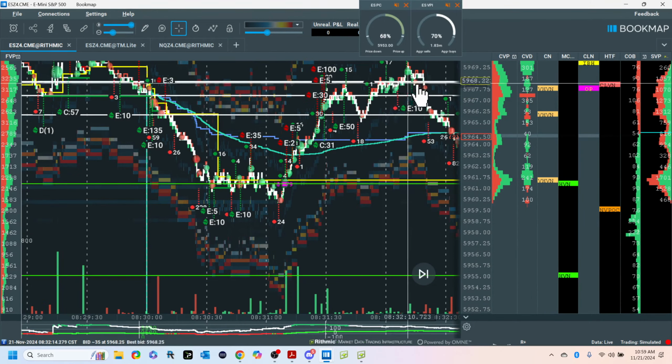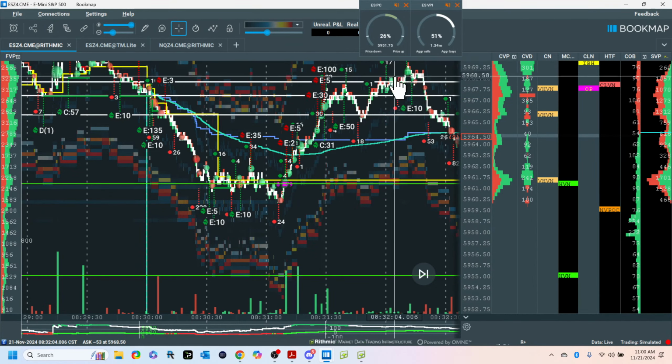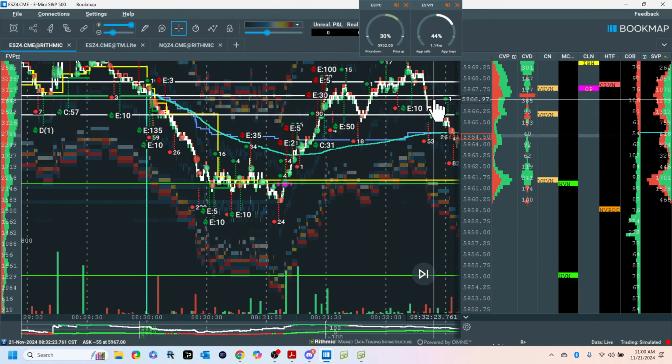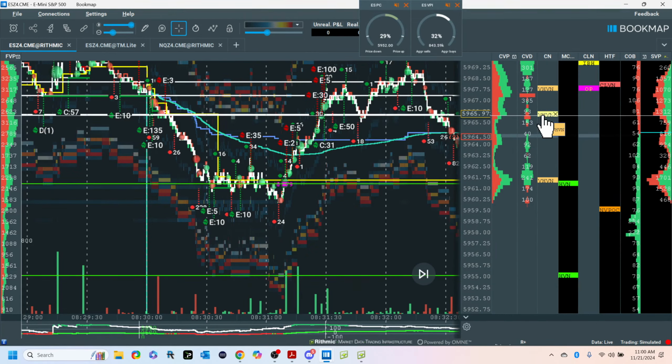So, too high, don't know. Support here. Why? Resistance becomes support. See it? Resistance, there, becomes support. There. Going to the moon. Break. Resistance. Actually, support. I'm sorry. Support's here. Break low. So we take this out. We take this out. Right here, we're under the variable high volume node.